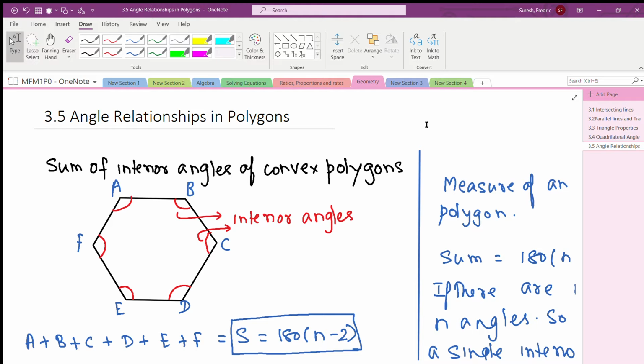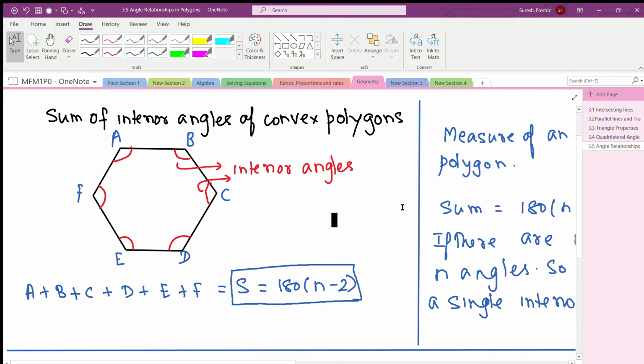There are other polygons like pentagon, 5 sides, hexagon, 6 sides, and so on, say up to decagon, or any other number of sides. And some of these polygons don't have names. We simply call them a 25-sided polygon or a 50-sided polygon for the number of sides. The first thing we're going to learn about is the sum of interior angles of convex polygons.